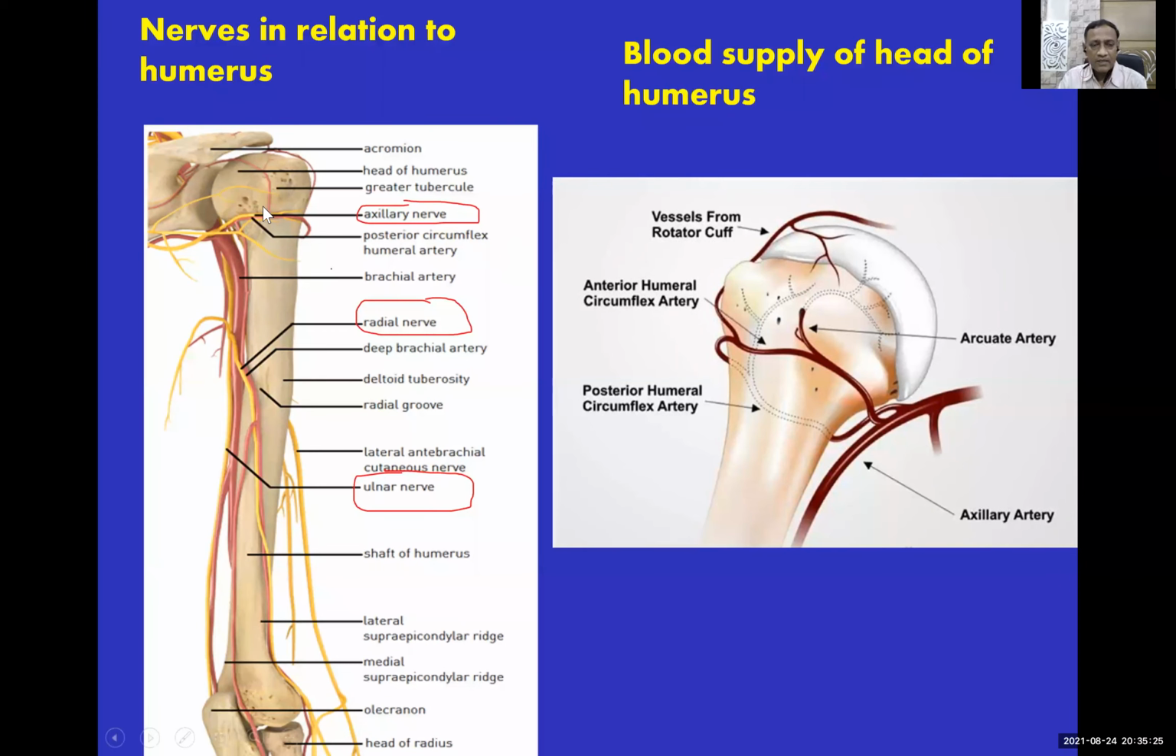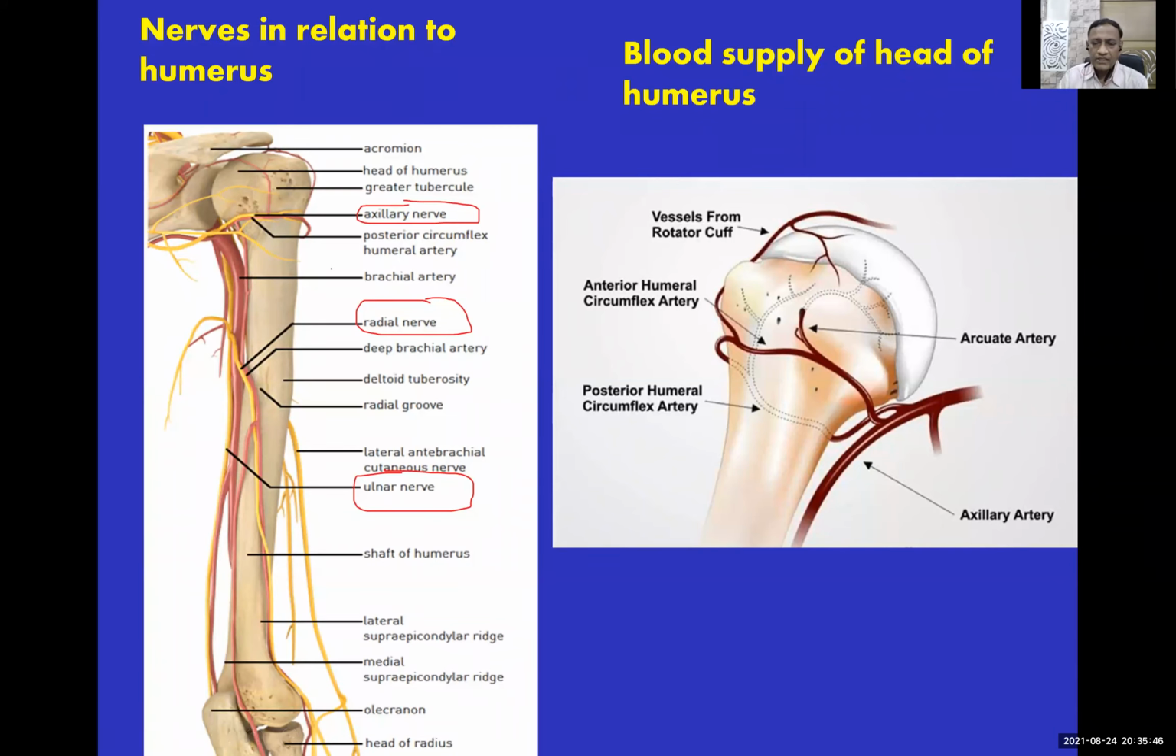Nerves in relation, there are three important nerves. The axillary nerve, which is present in the surgical neck, in the posteromedial aspect of the surgical neck. Then the radial nerve, which is present in the radial groove or deltoid tuberosity here, and the ulnar nerve, which is present beside the medial epicondyle.